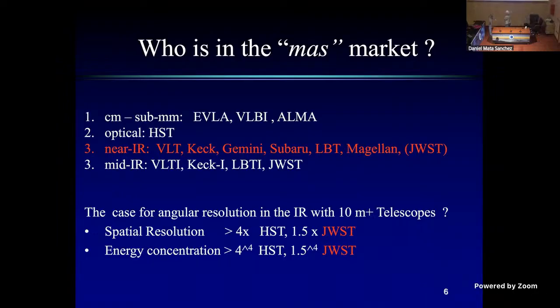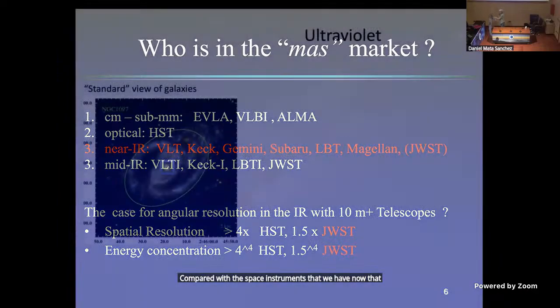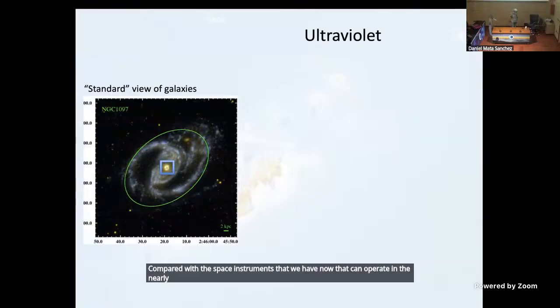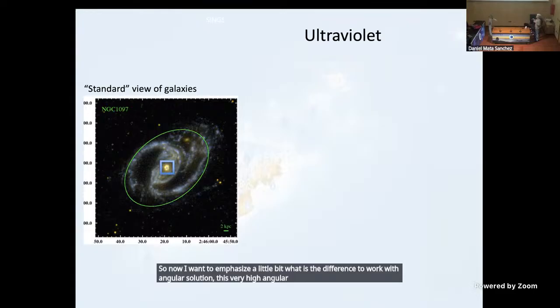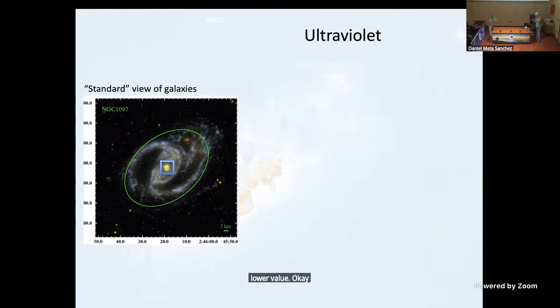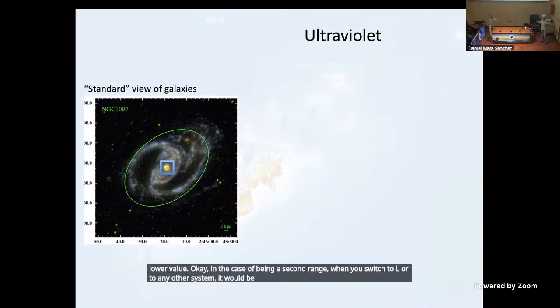Compared with the space instruments that we have now that can operate in the near-infrared, I want to emphasize a little the difference between working with this very high angular resolution, in the milliarcsecond range when you switch to AO, or with another wavelength range in the electromagnetic spectrum, and working with a standard low resolution.